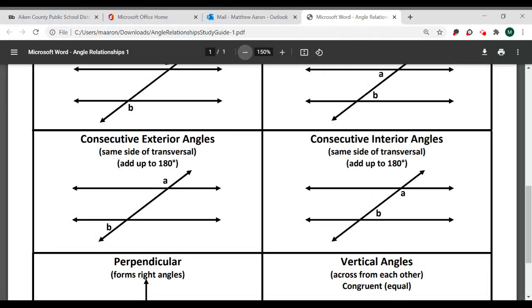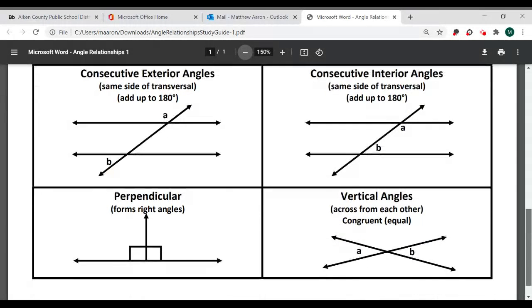Next, we have consecutive exterior and consecutive interior angles. Both of these add up to make 180. Notice how B and this angle here, not necessarily A, are the same. So if those two make 180, obviously B and A would have to make 180. You won't really see these consecutive interior and exterior angles. All right, same thing here. These add up to make 180. They're both inside and they're both on the same side of the transversal line.